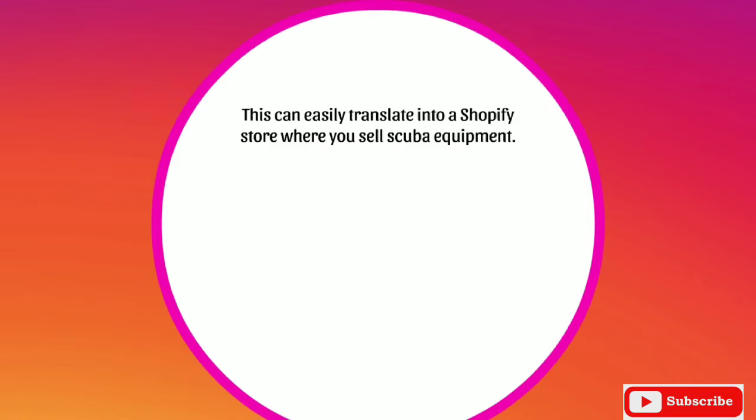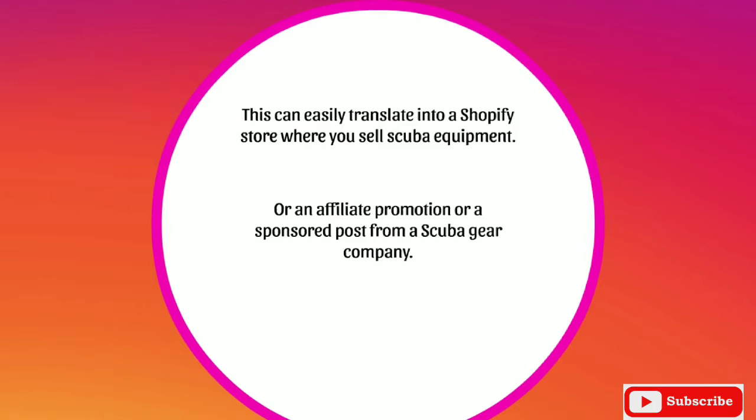You get to indirectly sell, because at the end of the day, people are going to want what you have. They feel, okay, if I have the same tools or equipment that you have as a scuba diver, or as whatever you're doing as a lifestyle or brand, they're more likely to buy it, right? So it can be a Shopify store, an affiliate promotion, or a sponsored post from a scuba gear company, which we'll talk more about later down the road. But before you can do all of that, you need to have a brand. You need to have the ability to create a lifestyle, right?